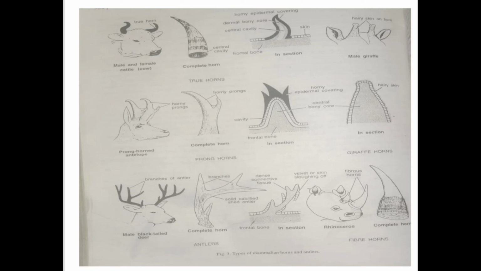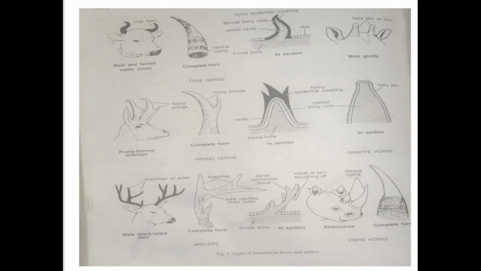This antler may be covered with a vascular skin or velvet. When growth is complete, this velvet wears off, thus exposing the naked horny antler. After the breeding season is over, the antlers are shed and new antlers develop the following year.